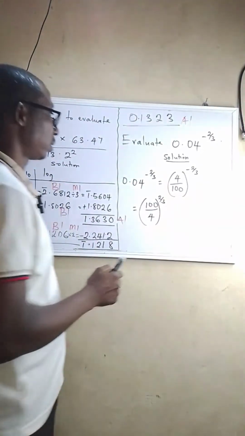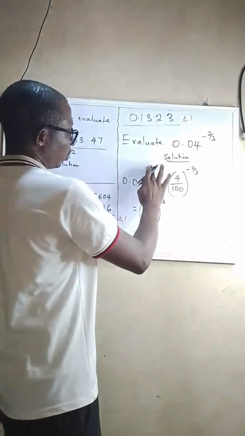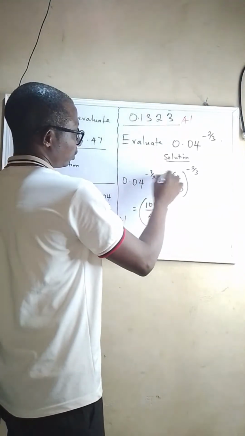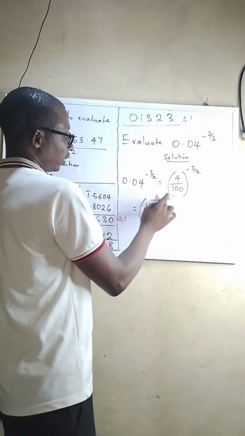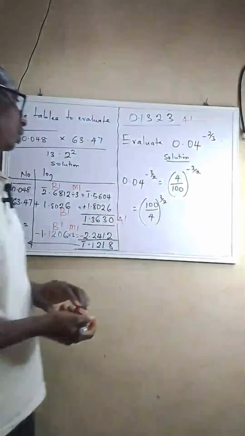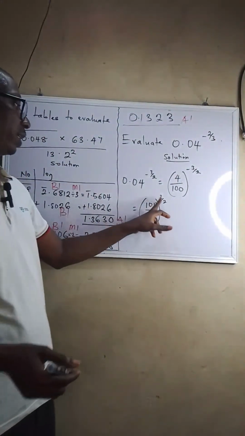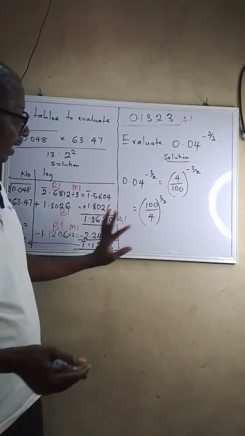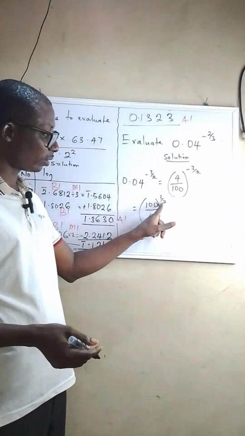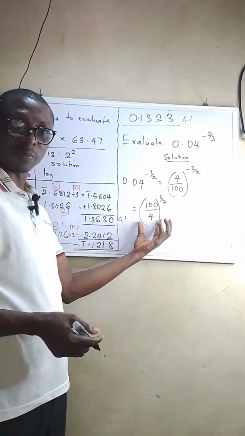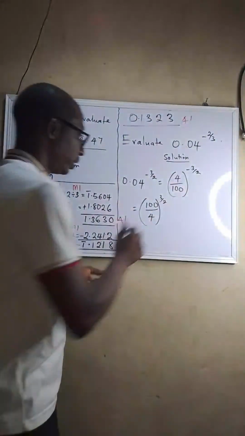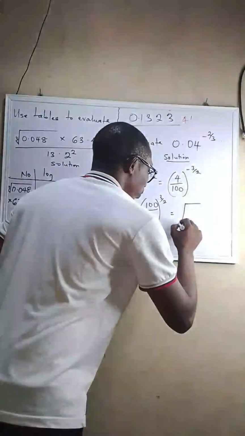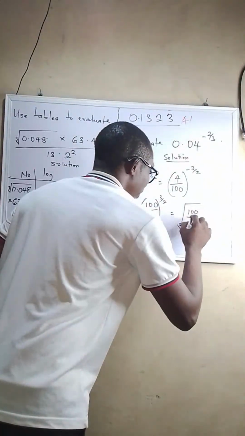Okay, I think this is supposed to be 3 over 2. Now let's check this. This is 3 over 2, not 2 over 3. Now, the next thing is to look at this denominator. This denominator is going to be the root of the base here. Whatever you have here will be the root. So this turns to the square root of 100 over 4 raised to the power of 3.